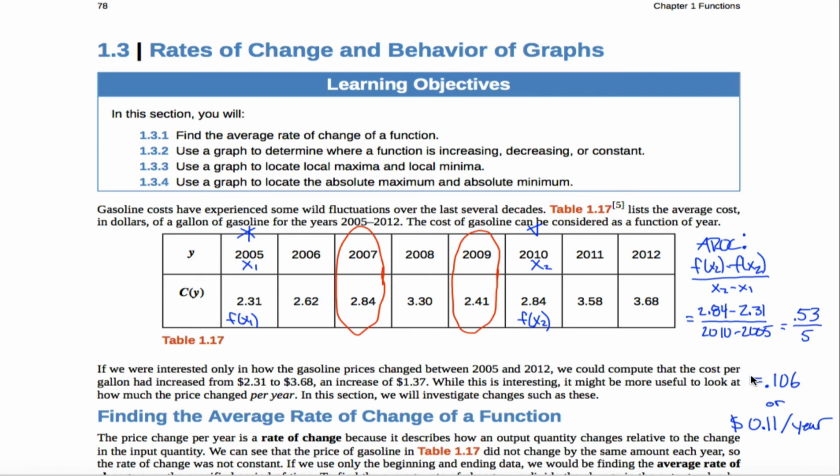answer the teacher preferred. For what it's worth, if you're in my class, don't round anything. Leave it like this. I like this answer better. I'd even prefer this fraction to this rounded answer, but just one man's preference. All right, that's the end of this one.